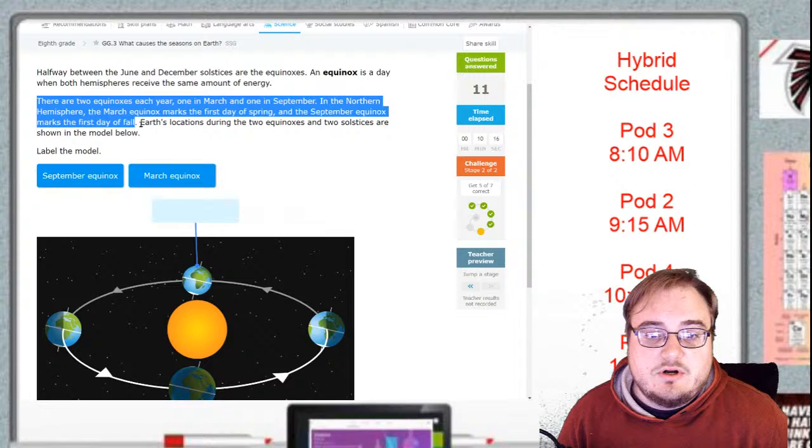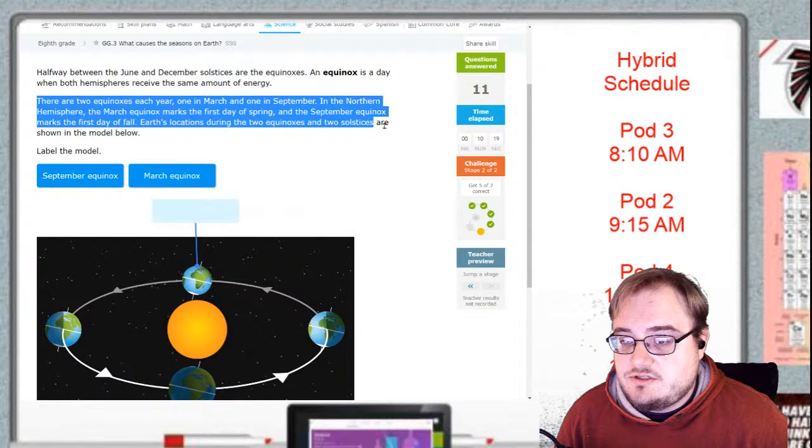Earth's locations during the 2 equinoxes and 2 solstices are shown below. Label the model. Equinoxes. Well, if we're going from winter to summer, counterclockwise, we're going to go from spring, March. And if we're going from summer to winter, I know we're going to go through fall.